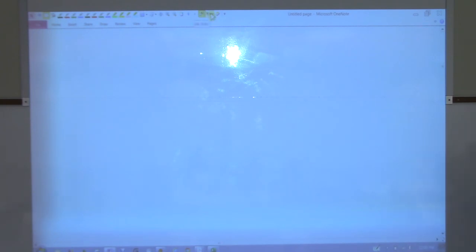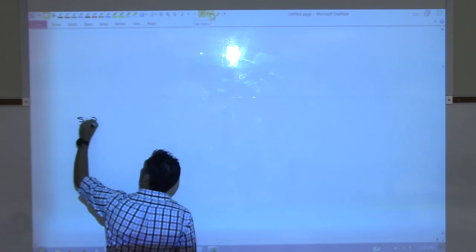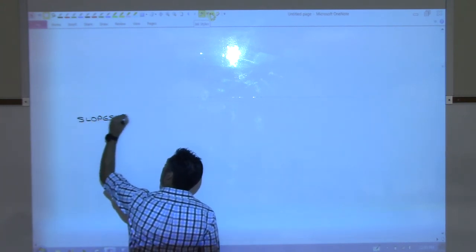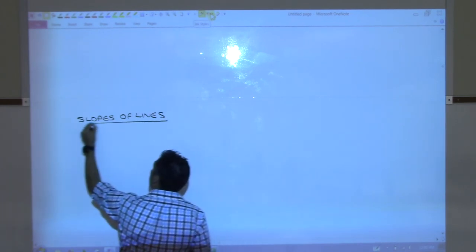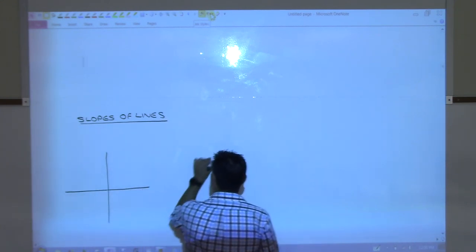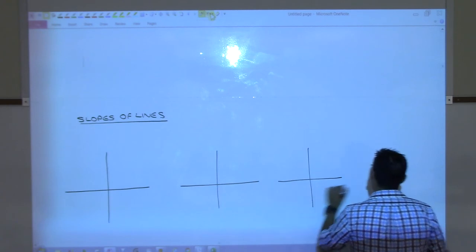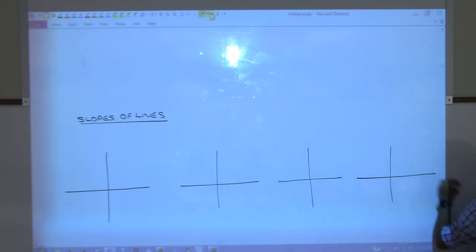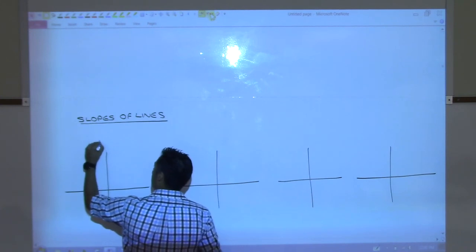All right, so now let's talk about slopes of lines. I'm going to draw a couple of pictures here. I'm going to draw 4 pictures. When it comes to lines and we talk about their slopes, we have 4 different scenarios. First of all, remember the slope is m, right?